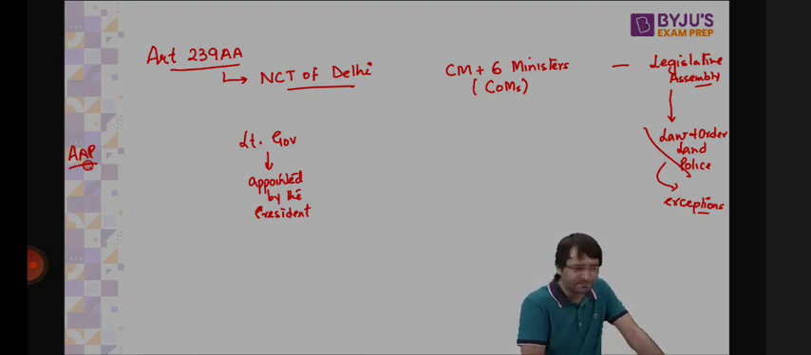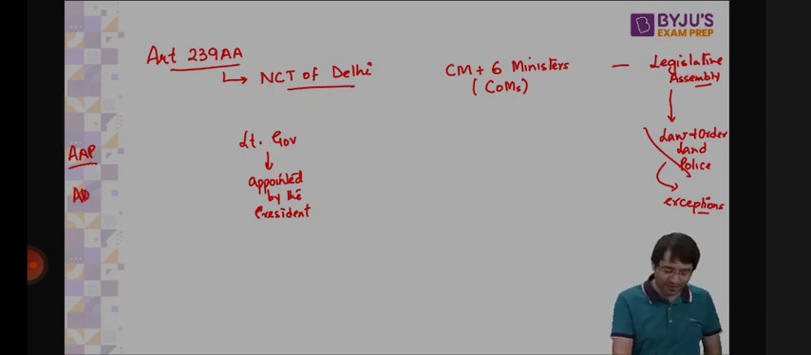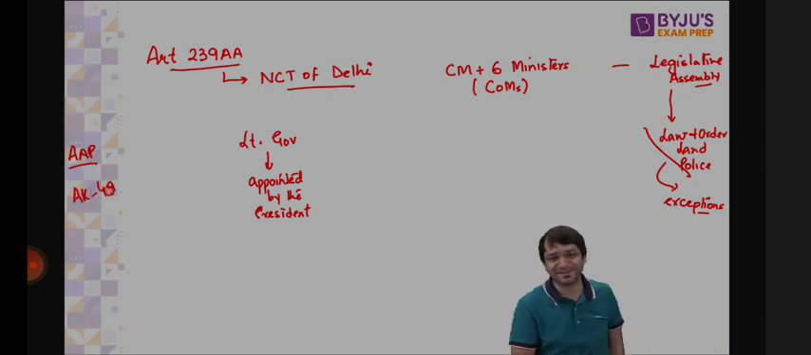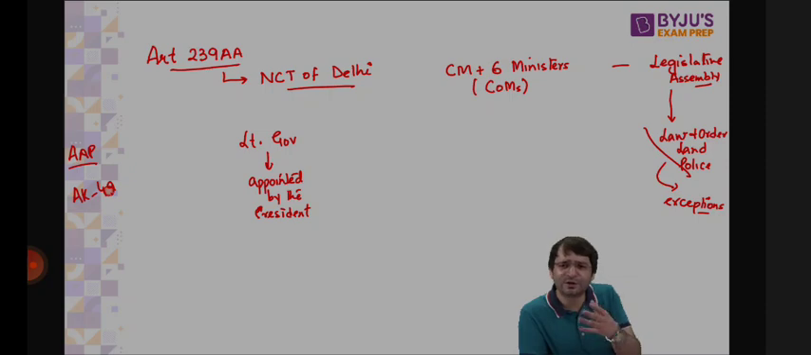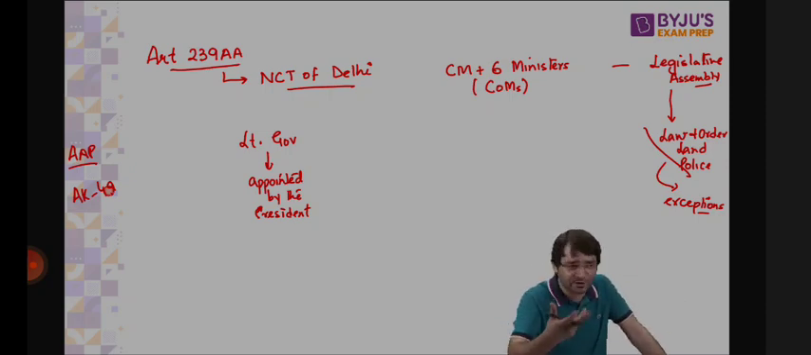But he remained Chief Minister only for 49 days. And that is why he is sometimes known as ATA 49. Arvind Kejriwal 49, Chief Minister for 49 days. Why? Because he introduced a Lokpal bill in the Legislative Assembly, which was not approved by the Lieutenant Governor. Or he tried to introduce it, but it was not acceptable. He resigned.